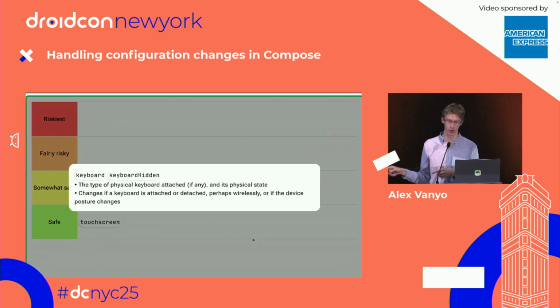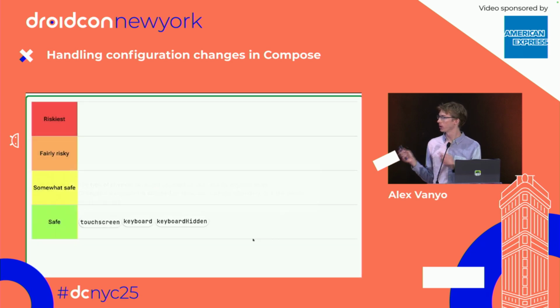Next, keyboard and keyboard hidden. These are the ones I was mentioning earlier. These are configuration changes that depend on the type of physical keyboard and its state. So if you have a Chromebook that's a 2-in-1 and can kind of flip around all the way where the keyboard's on the back, in that state, you will have a hidden physical keyboard, which is a configuration change, will recreate your activity, and the keyboard itself is if you have a physical keyboard at all. So both of these, again, I suspect most apps aren't caring about these, so I think these ones are also pretty safe.